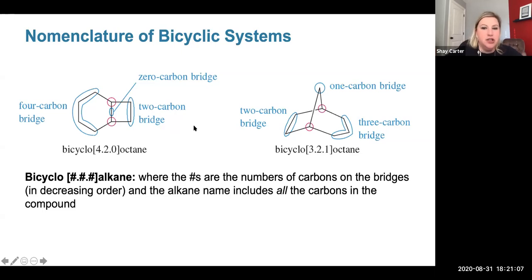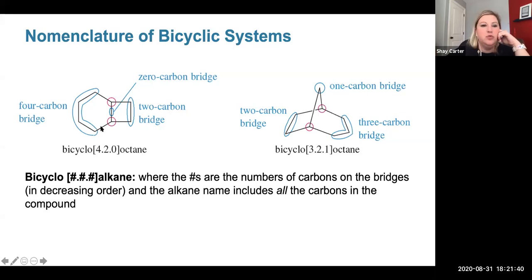Now, the nomenclature for these is a little strange, okay? We would write bicyclo, and then in square brackets, we write 3 different numbers, okay? And I'm going to tell you what these numbers are. And then we would write the name of the alkane. So if our total alkane has 8 carbons, it's going to be an octane. And we say bicyclo. In other words, we got some fusing going on here, okay? So here, this is octane.